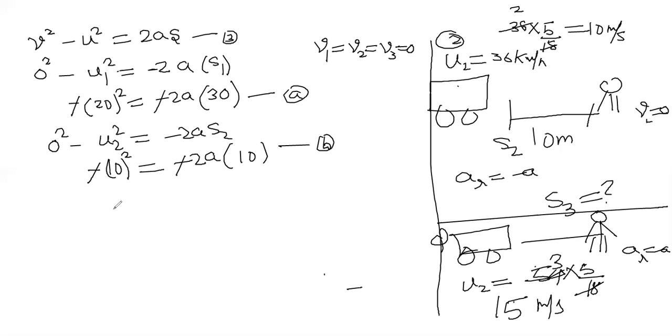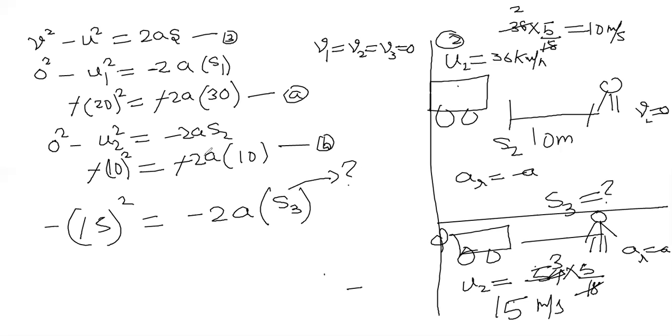What is the third equation? Minus 15 square is equal to minus 2a s3. We don't know s3, which is the thing we want to find out. But of course we also have to find out the acceleration. If we find the acceleration, we can substitute it here and get the answer. That's it. Understood? I hope you understood what to do.